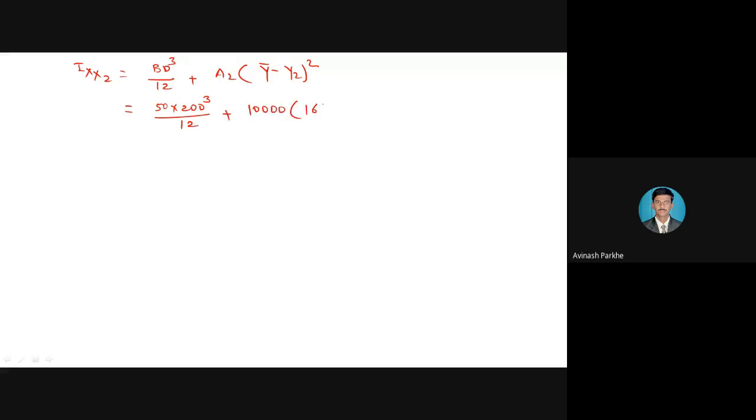Capital D is equal to 200 divided by 2, plus A2 is 10,000. Y bar is again constant from the bottom side, 160.50. Y2 distance we have calculated, 150 bracket square. Therefore, Ixx2. And then find out Ixx3.